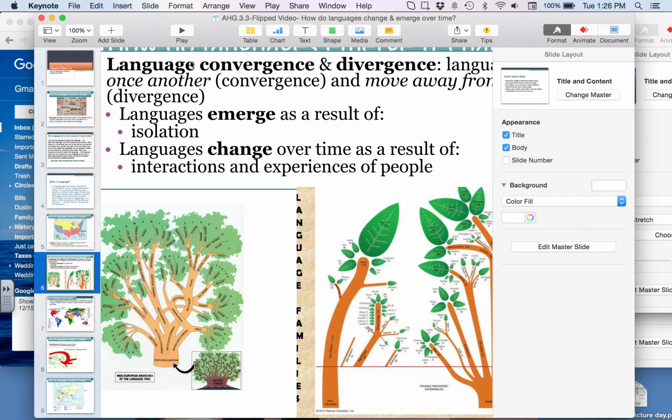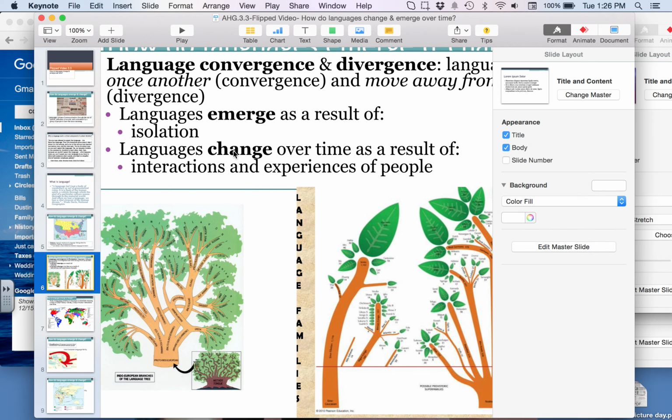Where do languages come from? They come from isolation, right? When groups of people are isolated from one another, they must figure out methods of communication, and therefore, in that isolated community, they will develop some sort of communication strategy, some sort of language. Languages change over time because of interactions and the experiences of the people.